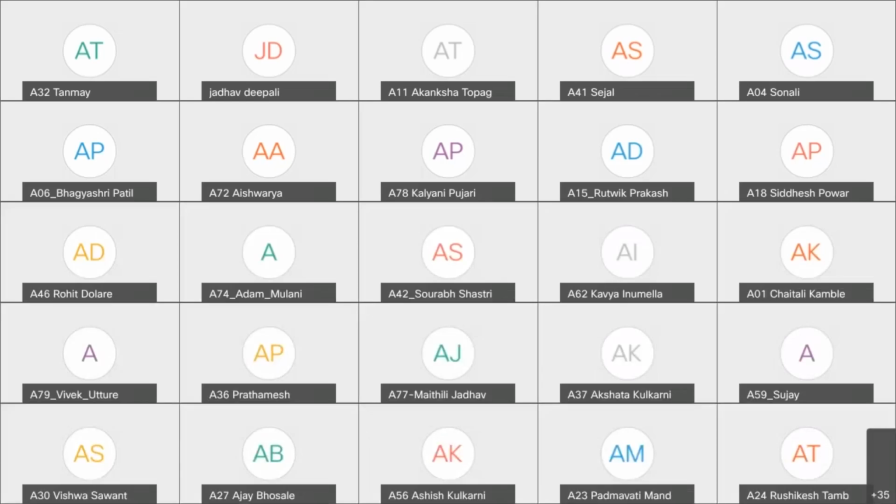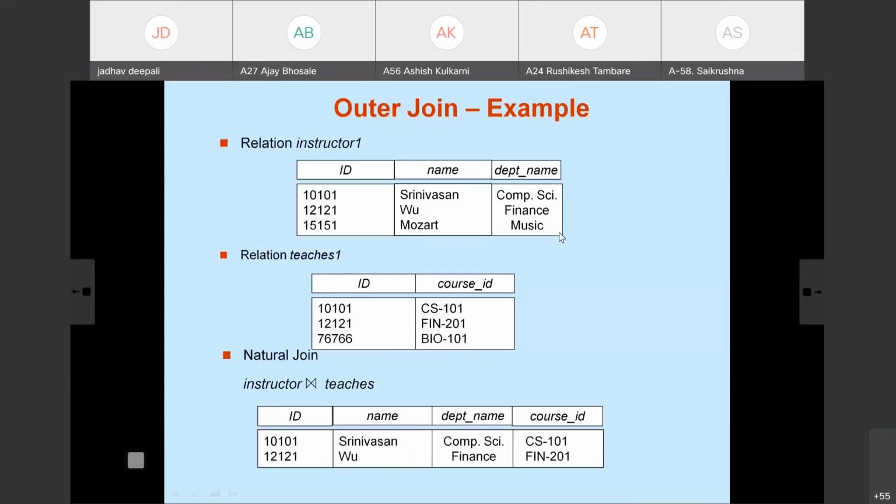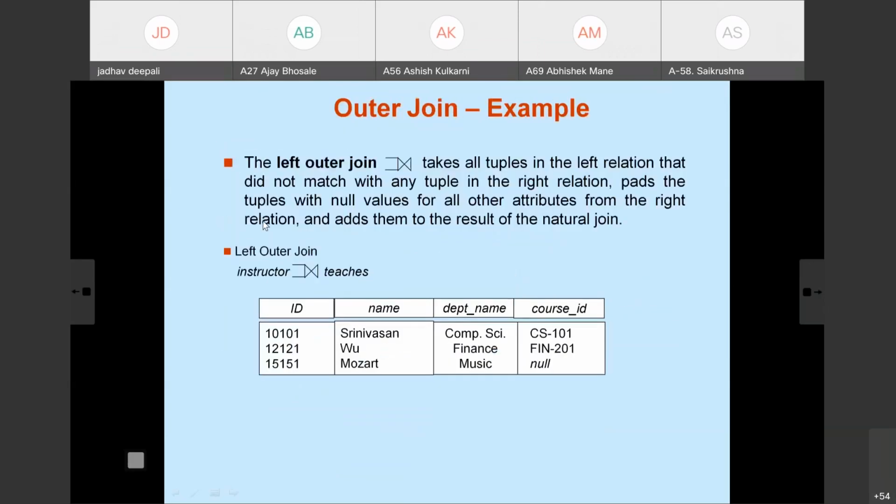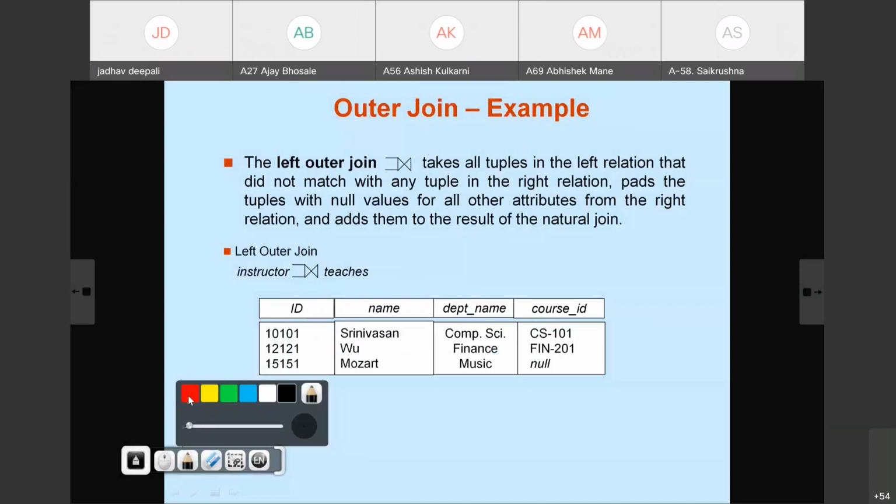To avoid this loss of information, for that purpose we use the outer join operation. So the outer join operation is divided into three types: left outer join, right outer join, and full outer join. So first we are going to see the left outer join operation. The left outer join operation is the one in which it takes all the tuples. I am going to read it first, then we'll show you with an example.